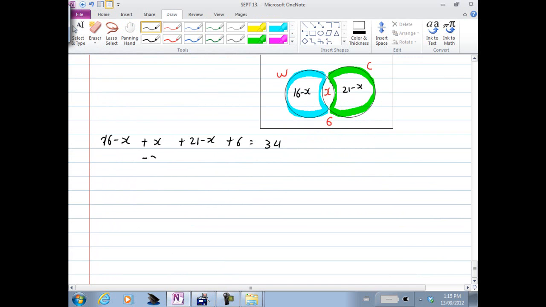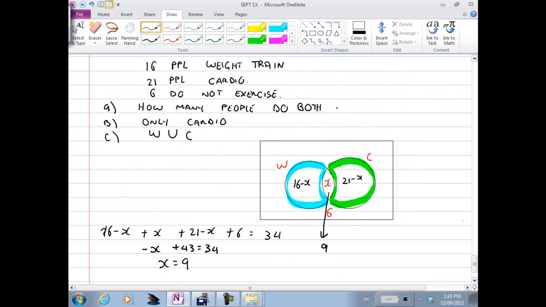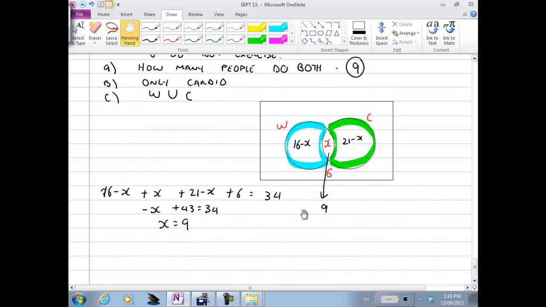I'm going to solve for X, and I'm going to have negative X plus 43 equals 34. I just solved for X. X equals 9, which means this part's 9. So 9 people actually do both. My answer for how many people do both is 9. Only cardio means the green part. I know what X is now, so I sub it in here. 21 minus X, which is 12, is also correct.